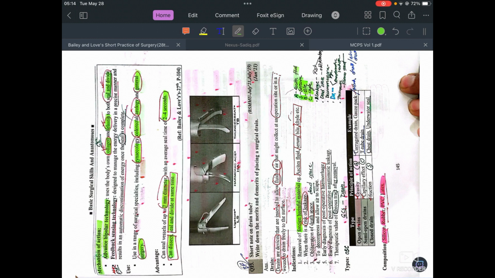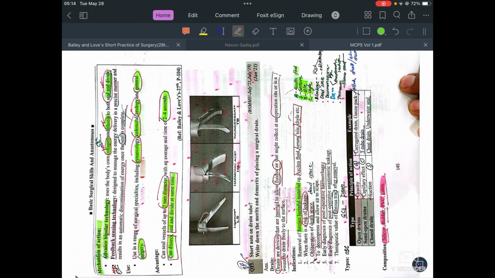Diagnostic value for postoperative hemorrhage and early diagnosis of postoperative anastomotic leakage. Therapeutic value for fibrous tract formation and removal.